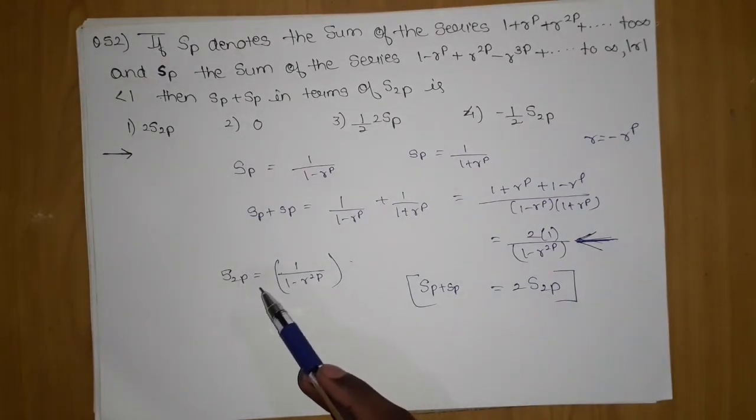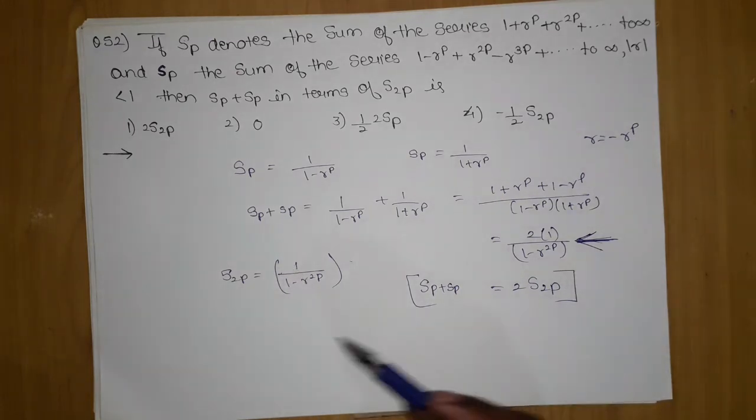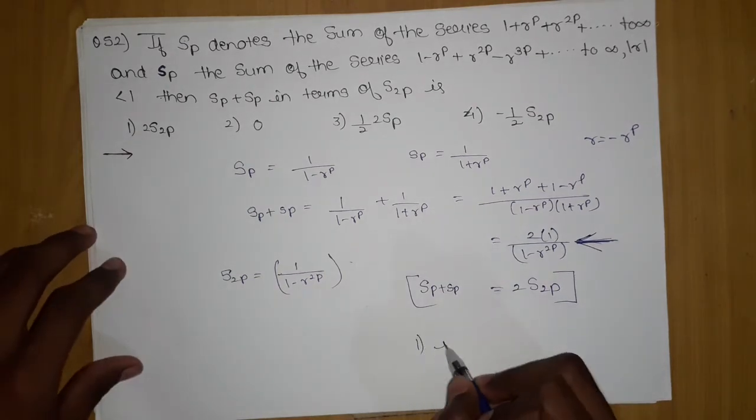Some children put a 2 here. Why they put 2 here, I don't know. They try calling it the whole S2P. I have seen many children making this mistake. Please avoid that mistake because it is very wrong. It is a straightforward mistake with no logic. Okay, so 1 is the answer.